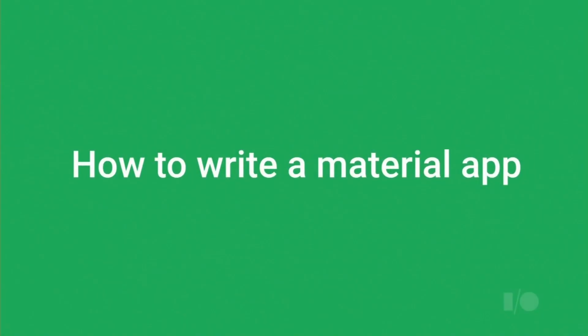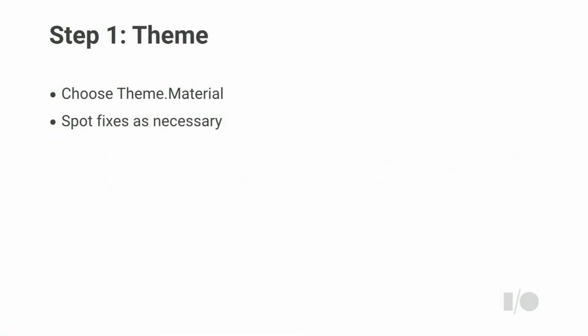So from all of this, how do you actually write a material app? Well, the first step is something that you're probably already familiar with in writing Android apps, which is your theme for your activities. So Theme.Material is the first step. Choose this, inherit from it if you've already got a custom theme that you're using, and just take a look. How does your app look with this simple switch flipped? And you're going to need to make some spot fixes to that.